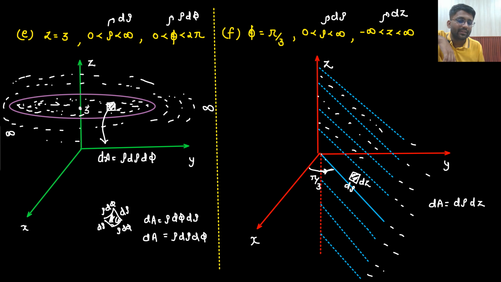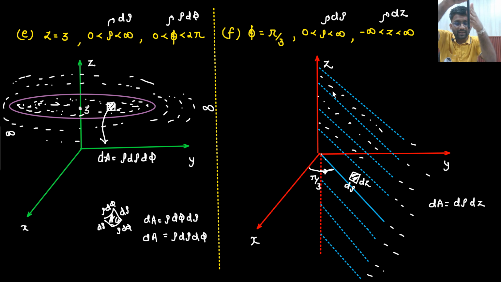And here what will happen? This angle is fixed. But now whatever plate you are getting, along with the z axis you are getting this plane. Let's just say this is the z axis. So this plate you are getting at a fixed angle, which is pi by 3.